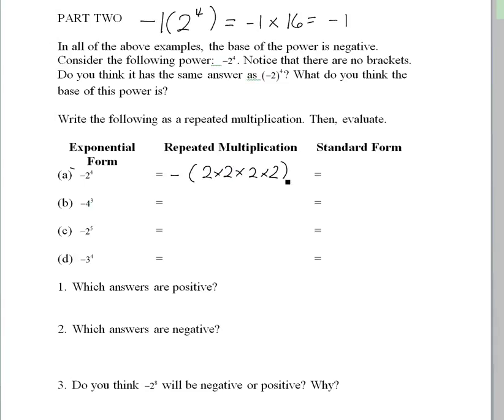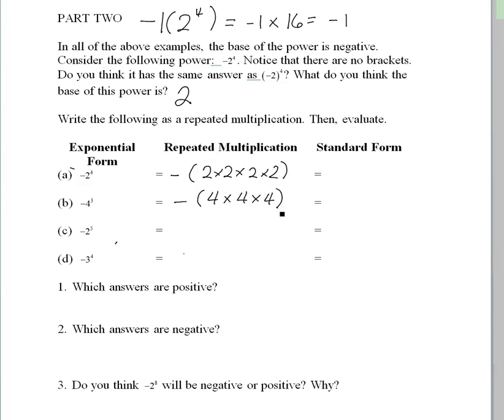The negative sign does not get repeated. Because there are no brackets, that negative sign is not actually part of the base. The negative sign just happens to be in front. It just says this is -1 times whatever the answer is. So the base of -2 to the 4 without brackets is actually 2, whereas the base of -2 to the 4 with brackets is -2. If we look down here, this one's going to be the same: negative and then 4 times 4 times 4.